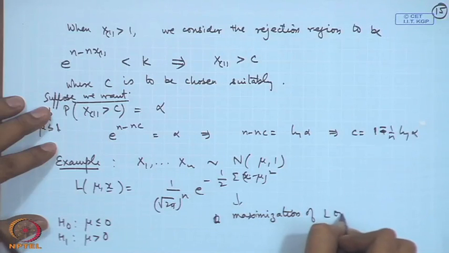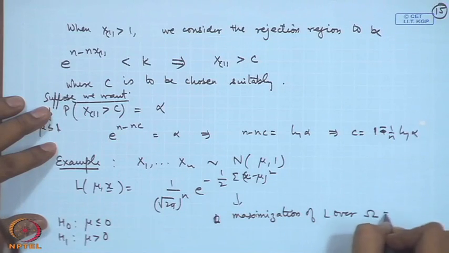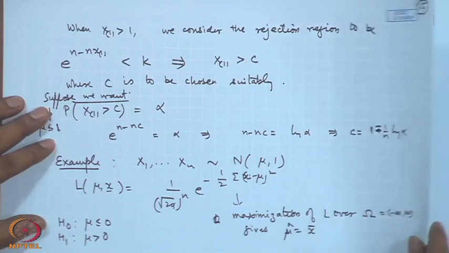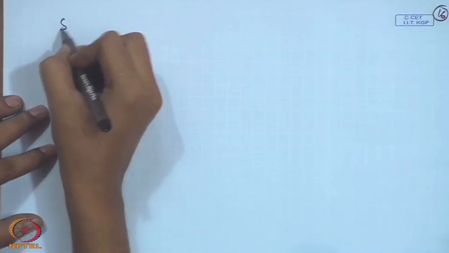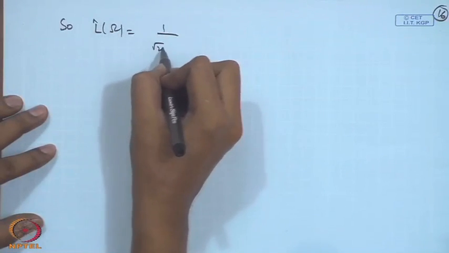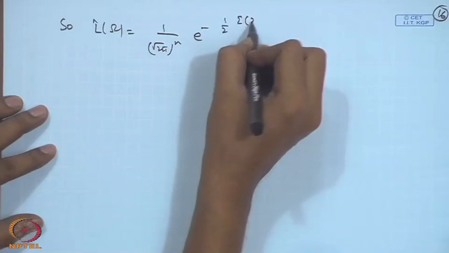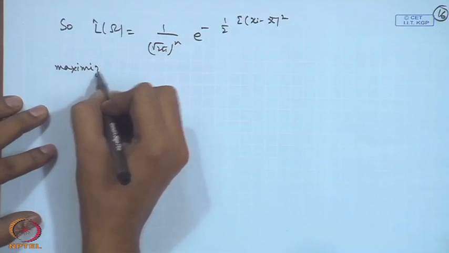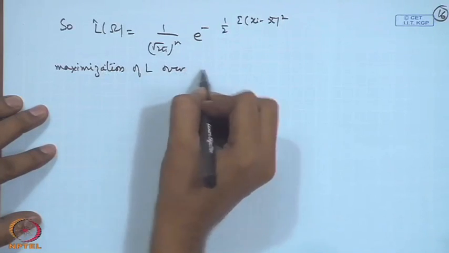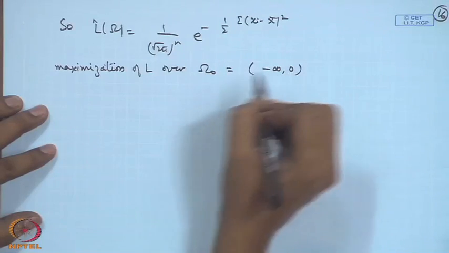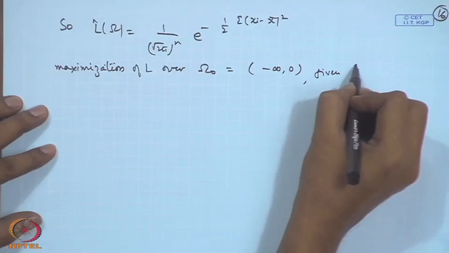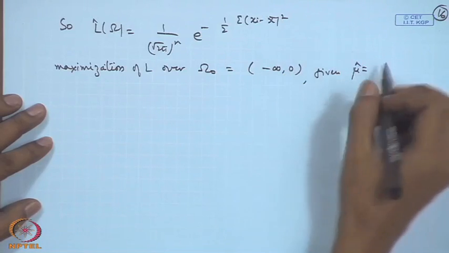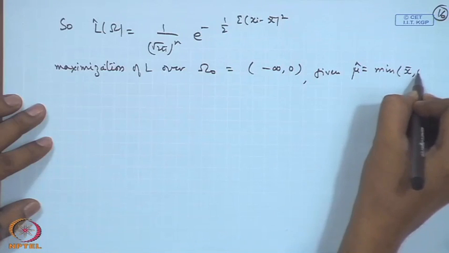Now, if I consider the maximization of L over omega, here omega is actually minus infinity to infinity, it gives mu hat is equal to, say, x bar, and therefore you will get L hat omega that is equal to 1 by root 2 pi to the power n e to the power minus 1 by 2 sigma x I minus x bar square. But if we consider maximization over omega naught, where omega naught is actually minus infinity to 0, then we will get mu hat is equal to x bar if x bar is less than 0, but it will be 0 if x bar is greater than 0. So, that will give us minimum of x bar and 0.